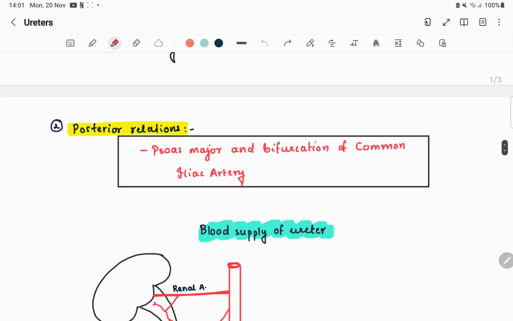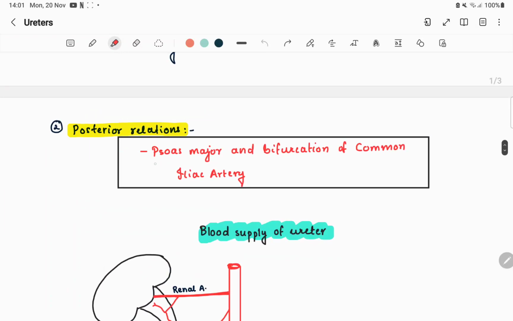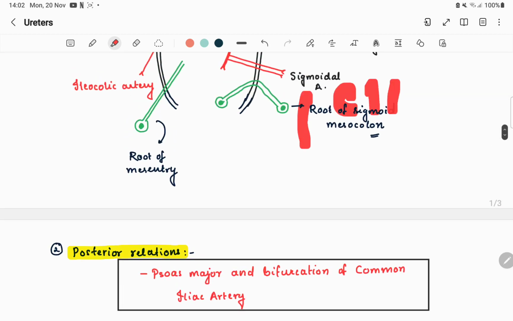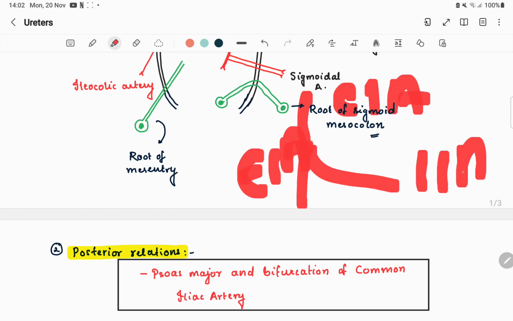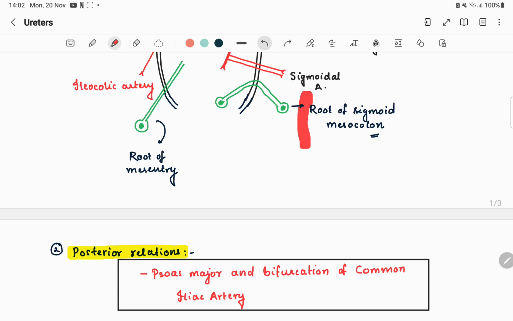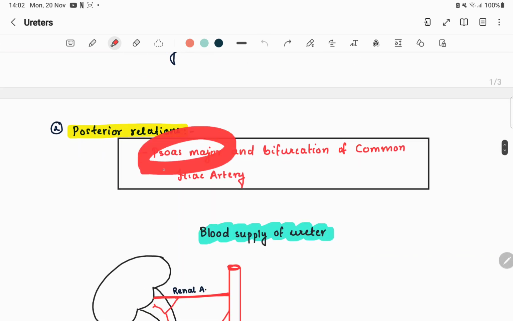The posterior relations are the psoas major and the bifurcation of the common iliac artery. The common iliac artery, CIA, divides into the external iliac artery and the internal iliac artery, IIA. So the junction where the common iliac artery divides is present posteriorly, along with the psoas major muscle.